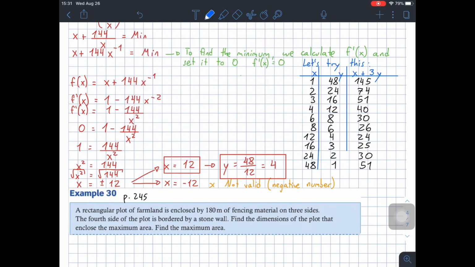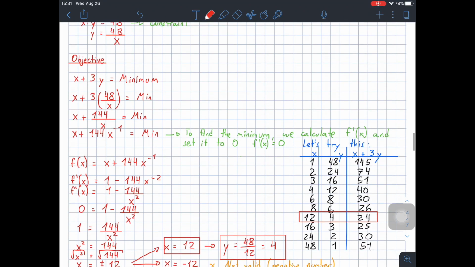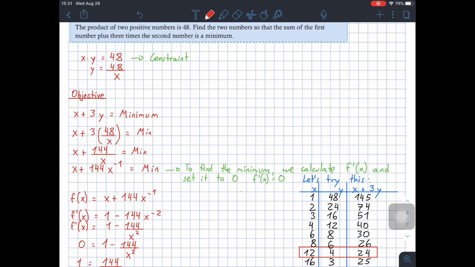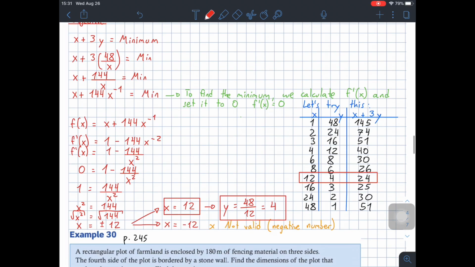Okay, as you can see, the result that gives us a minimum for x plus 3y is actually this result over here, right? Which is exactly the result we obtained by doing our optimization method, right? X is equal to 12 and y is equal to 4. There is no other possibility that would produce a smaller number than this 24 over here, with the constraint that the product of the two numbers must be equal to 48, okay? So there you have. This is an example of how optimization works, okay?